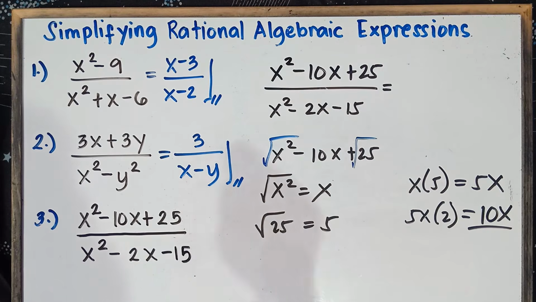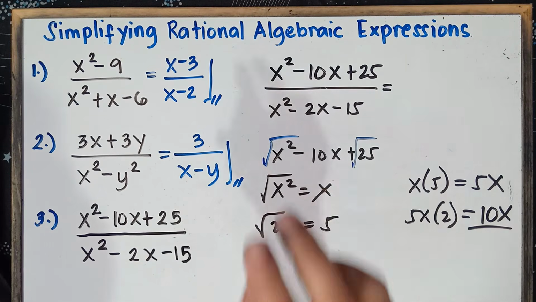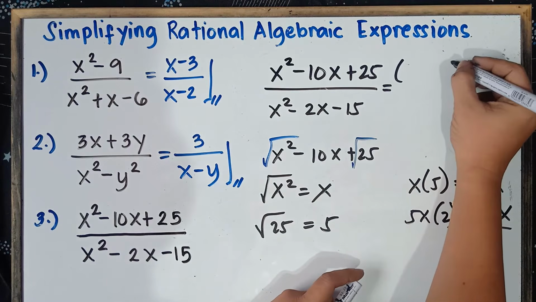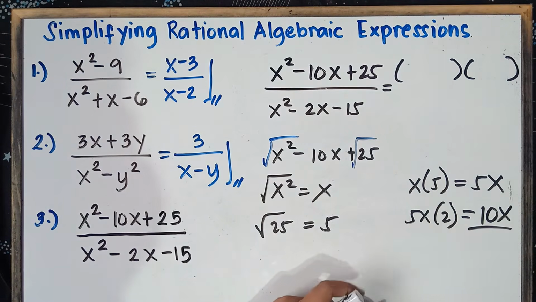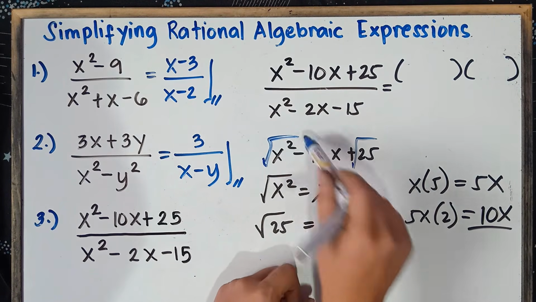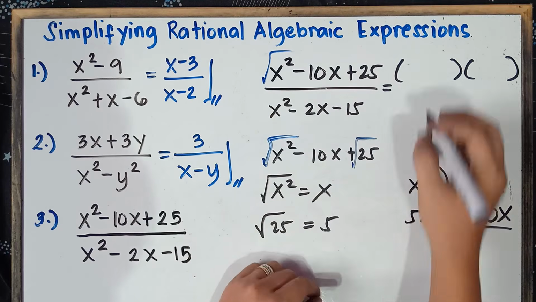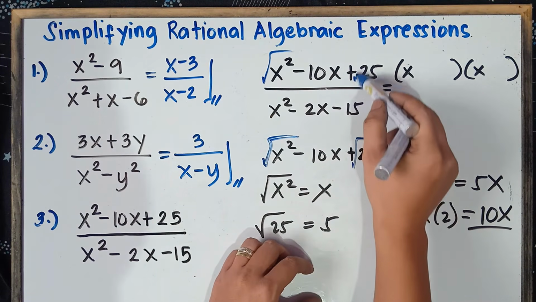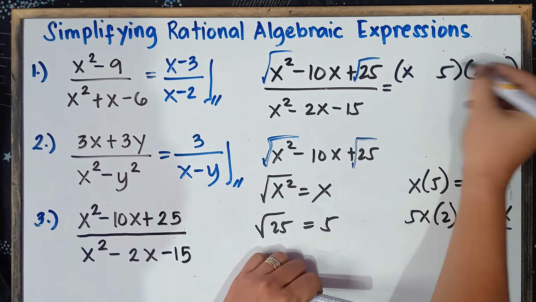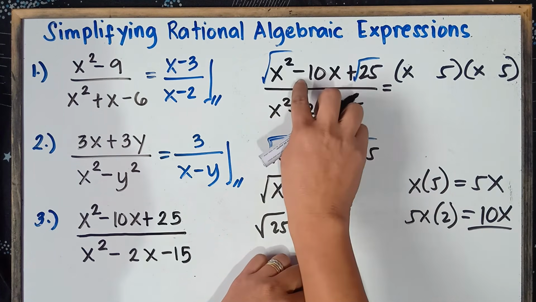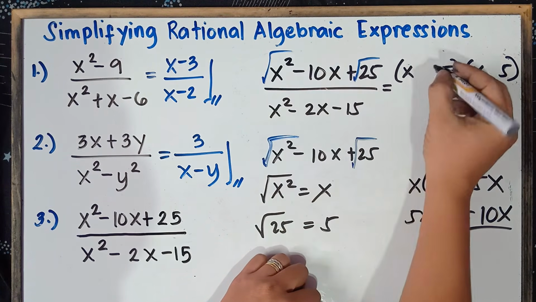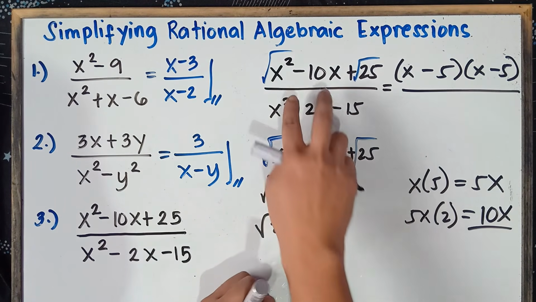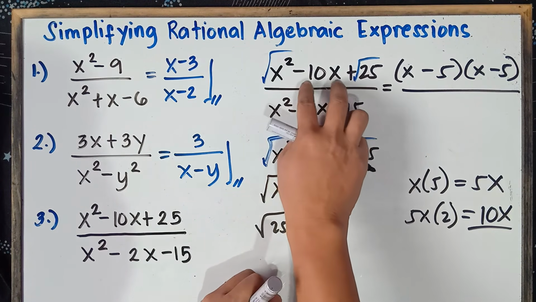Now, if this is a perfect square trinomial, class, we can factor this out easily. Just simply put two parentheses. Alright, and then simply get the square root of the first term, the square root of x squared, that would be x, put two x's. Get the square root of the last term, the square root of 25, that would be 5, put two 5s. Simply copy the sign of the middle term. So there would be minus and then minus. That's it, class. That's the factor with regards to this perfect square trinomial.